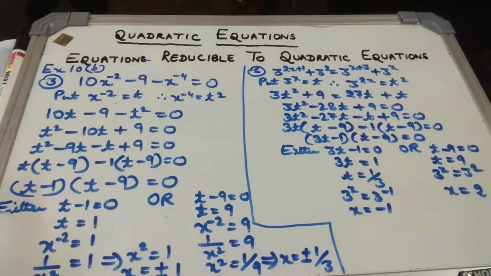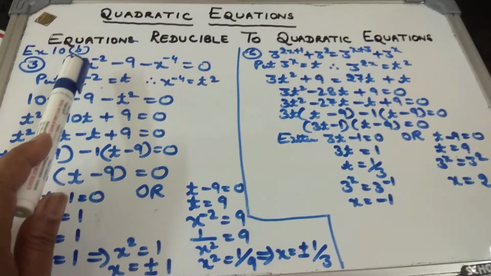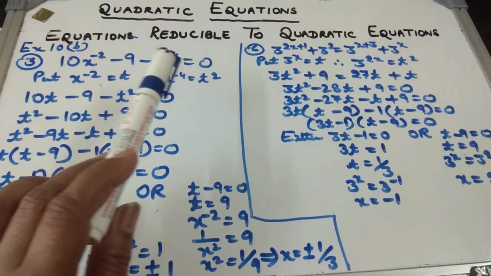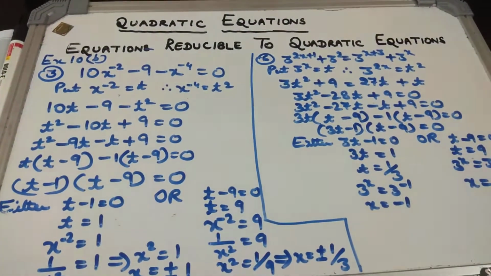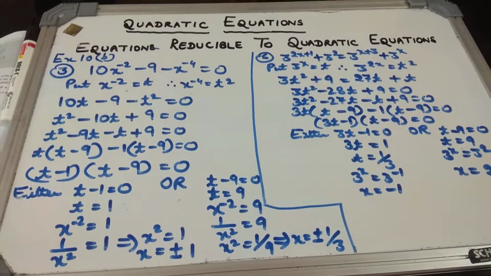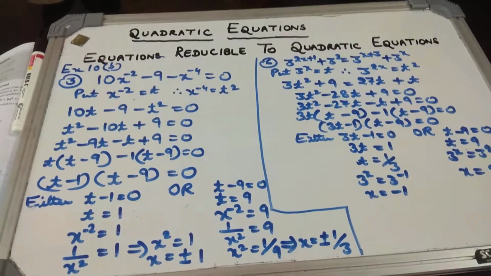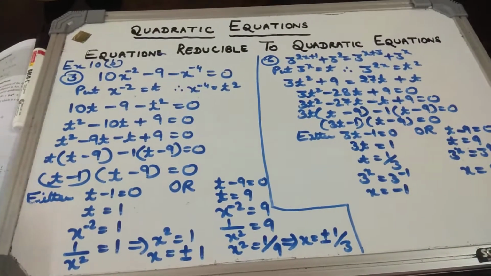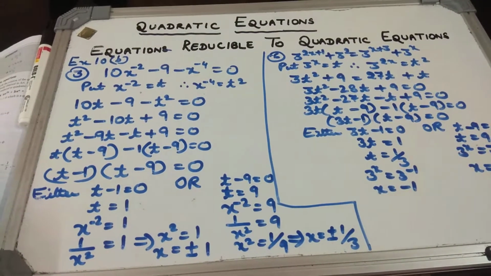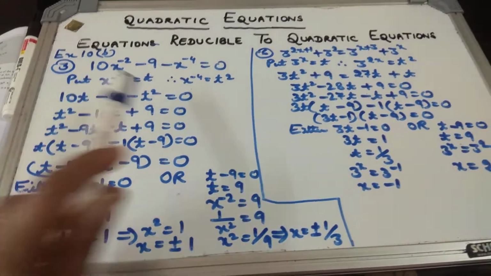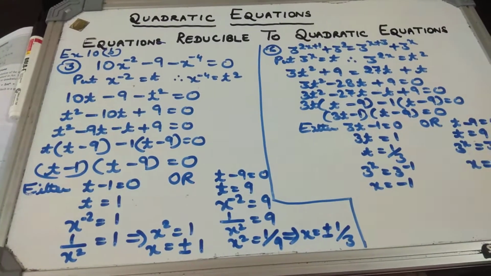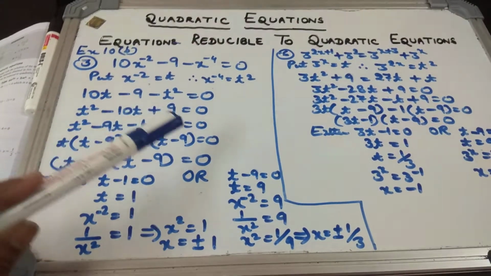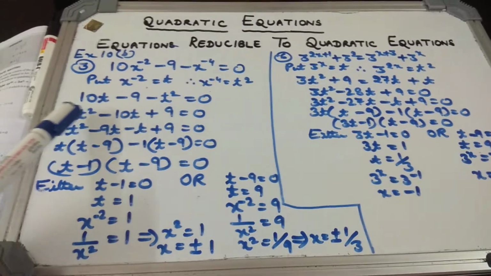Question number 3: 10 to the power 10 into x to the power minus 2, negative power, minus 9 minus x to the power minus 4 equals 0 is given. Now in this case it should strike you how to get it in the form of ax square plus bx plus c. So put x to the power minus 2 equals t. Obviously x to the power minus 4 becomes t square, and then the equation is reduced to the form 10t minus 9 minus t square, which is directly solvable.